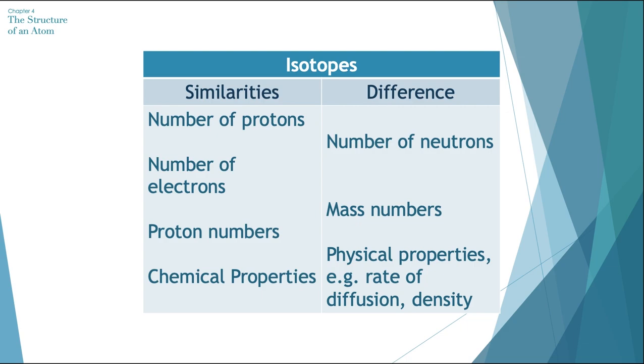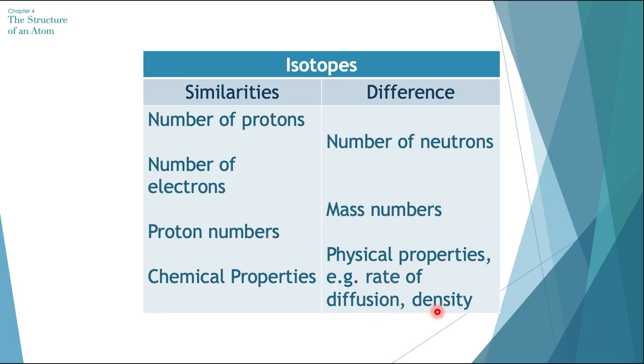Isotopes are the atoms of the same element but with a different number of neutrons, and so this would be the difference between isotopes and atoms, the number of neutrons. Similarities are the number of electrons as well. The difference is the mass number. The mass number changes because of the number of neutrons. The similarities are the proton numbers, which is the same as the number of protons, and the chemical properties, but the differences are the physical properties, for example, rate of diffusion and density.